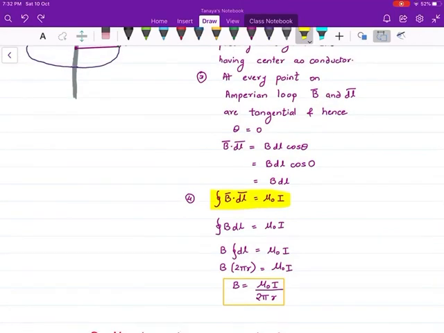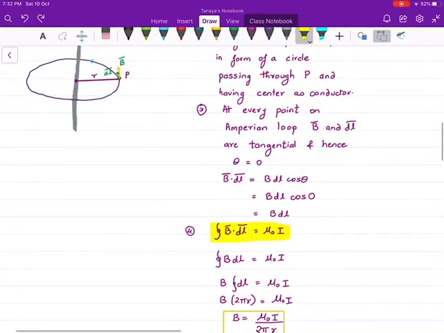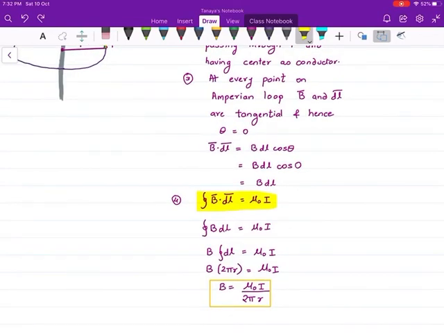So B integral dl means what? Add up all these small dl. It is a circle, so when you add all those dl's, you will get the circumference of the circle. The radius is small r, so I will get B into 2 pi r is equal to mu naught I. So B is equal to mu naught I upon 2 pi r. This is the magnetic field due to a current carrying conductor at a distance r.